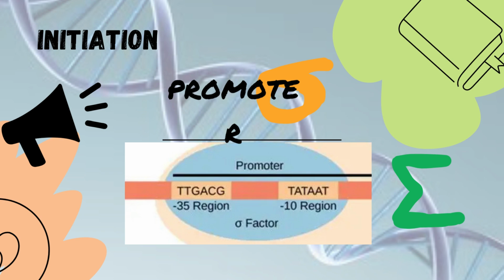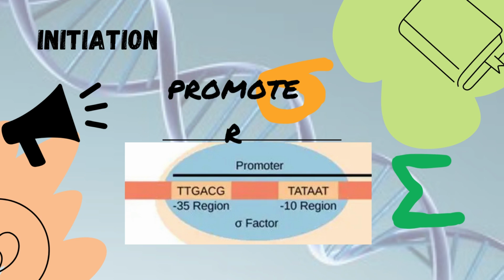Once the core enzyme combines with the sigma subunit, it forms a holoenzyme. Now this holoenzyme in the promoter region creates what we call the closed complex. With this closed complex, when the TATA box opens, it now creates the open complex.